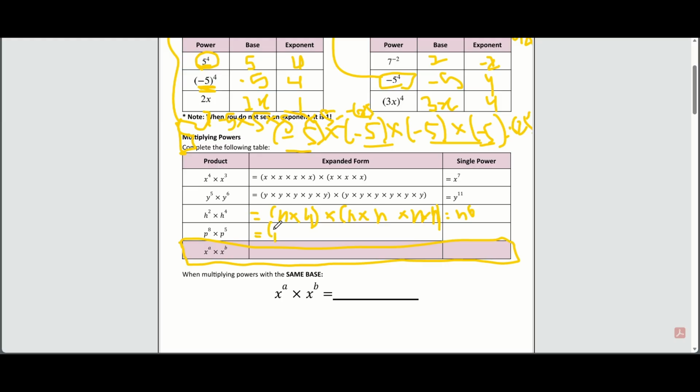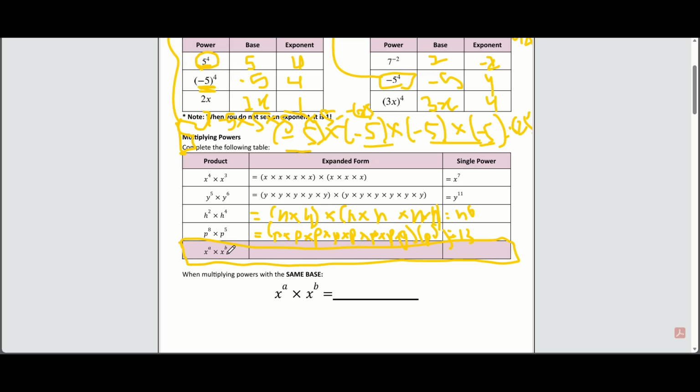Now we have 8 p's. I have to draw all of them. P times P times P times P times P times P times P and times another P. That's 8. And all of these together give us P to the power of 5 plus 8, which is 13.